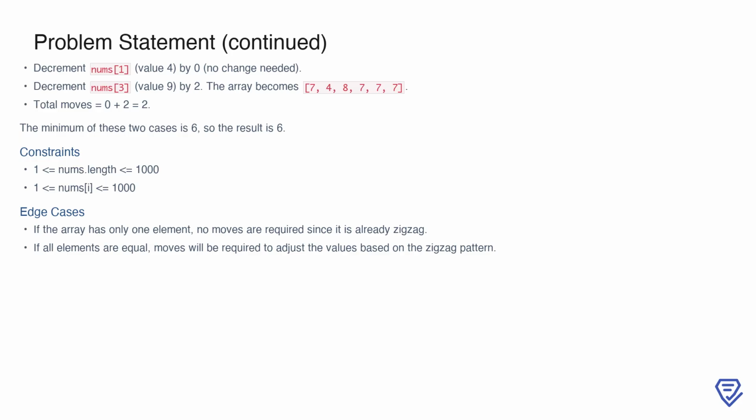Finally, let's consider some constraints and edge cases. The array can have a length between 1 and 1000, and each element can range between 1 and 1000. If the array has only one element, no moves are required since it already satisfies the zigzag condition. On the other hand, if all elements are equal, adjustments will be necessary to create the zigzag pattern. These considerations highlight the importance of evaluating both strategies to find the most efficient solution.